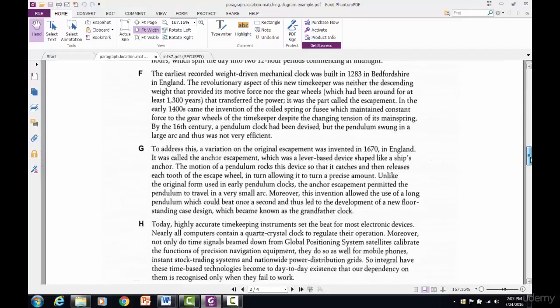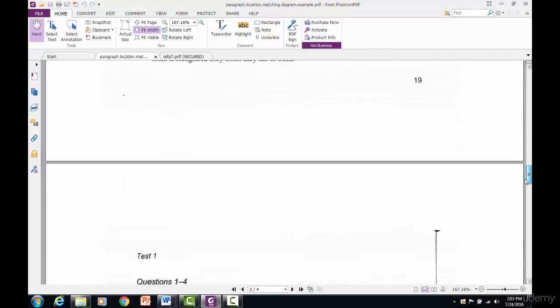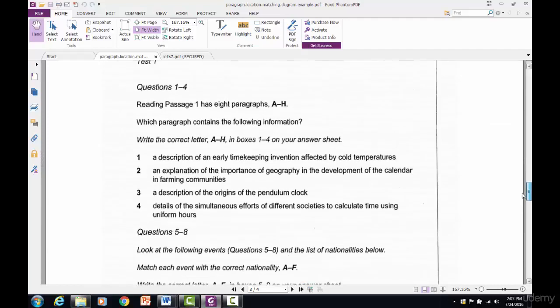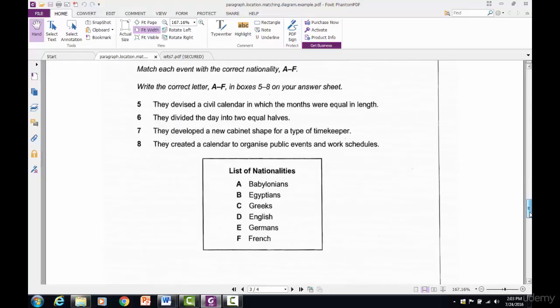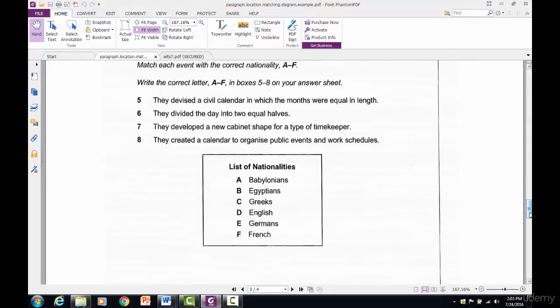All right, when I was looking at that paragraph about England, that jumped out to me. So that means that number 3 is F. All right, the description of the origins of the pendulum clock. That's paragraph F. All right. Now I'm still doing my matching question.